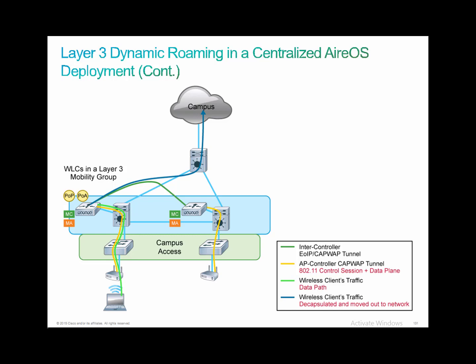Now, what happens when the user roams from the AP and its associated controller, which in this case is called the anchor controller, to another AP and its associated controller, which is the controller on the right side, and in this case, we would call that controller the foreign controller. So my original point of presence, my original point of attachment is going to be the anchor controller. In layer 3 inter-controller roaming, we're going to call that the foreign controller.